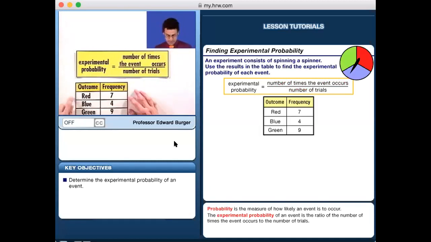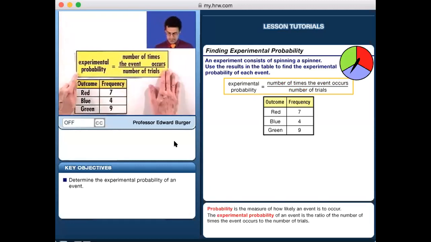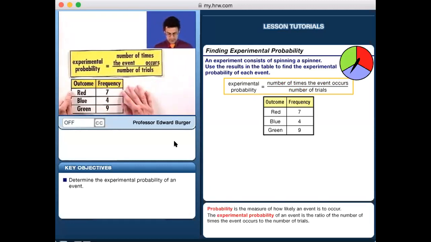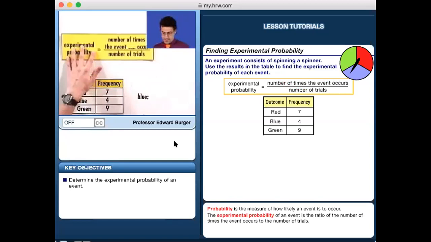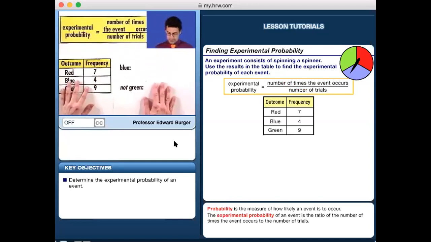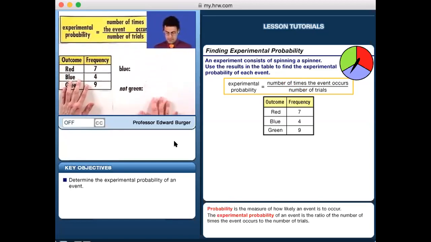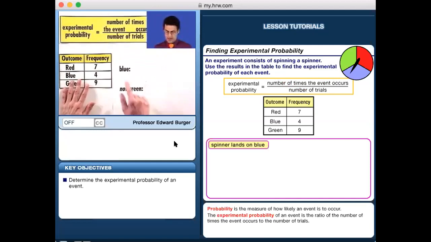Suppose we have a spinner that has 3 colors on it, red, blue, and green. And we spin it a whole bunch of times, and 7 of the times we see red, 4 of the times we see blue, 9 of the times we see green. The question is, what can we conclude about the experimental probability of various scenarios? So the first question I want us to think about is, what is the experimental probability of seeing blue?